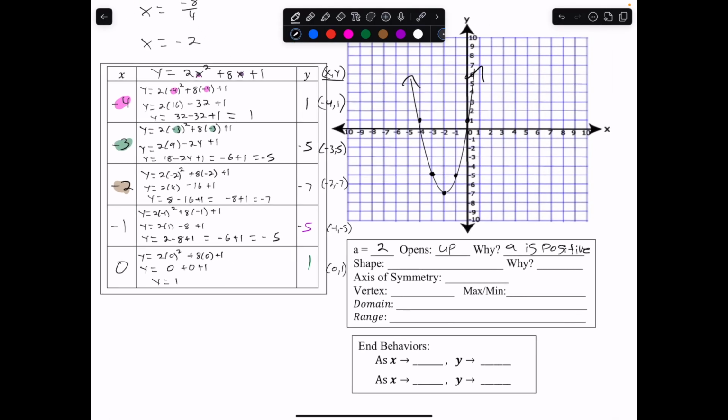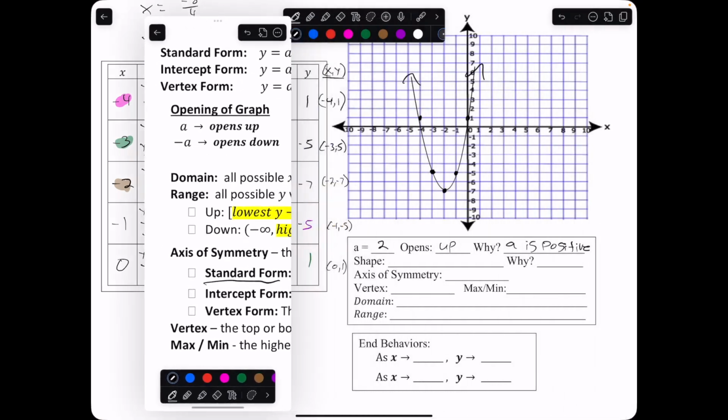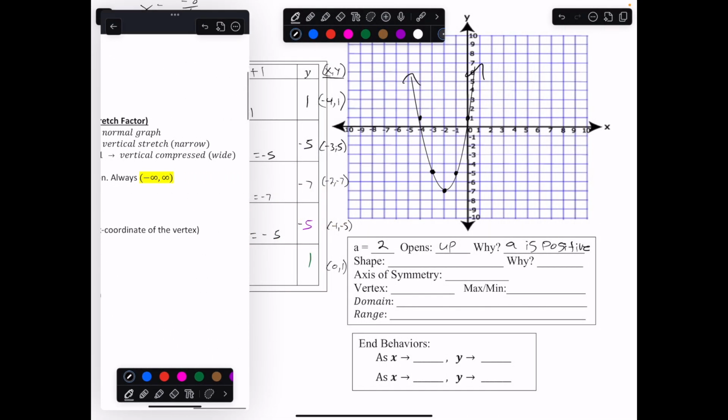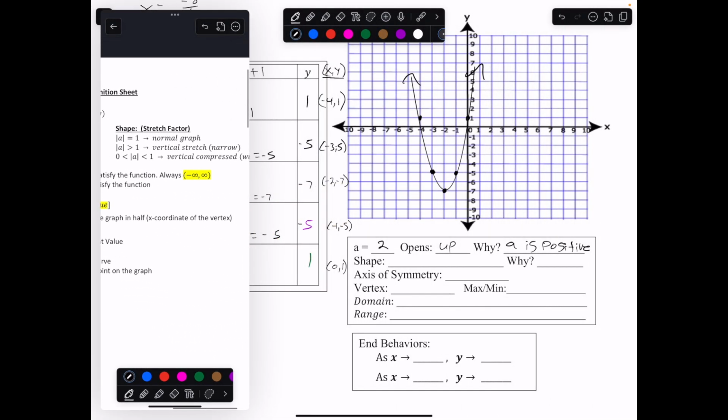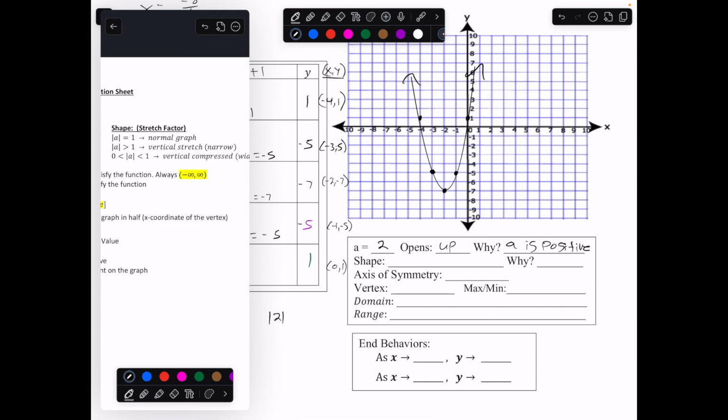Okay. Now the shape. Now again, if we look at our graphing definition sheet here, the shape, you take the absolute value of A. If it's equal to 1, it's normal. If it's greater than 1, it's vertical stretch. If it's less than 1, it is vertical compress. So if you take the absolute value of 2, that is equal to 2. So it is greater than 1. So we say this is a vertical stretch. Okay, why? Because the absolute value of A is greater than 1.